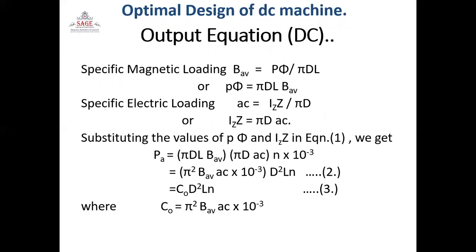The output equation of a DC machine is a power equation in terms of C naught multiplied by D square L N, where C naught is called the output coefficient of the machine, depending on parameters like specific electric loading, magnetic loading, and a constant pi square. D square L gives a volumetric estimation of the machine, multiplied by the speed in RPS.